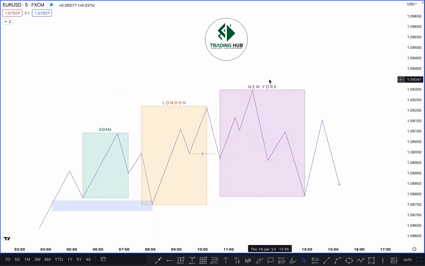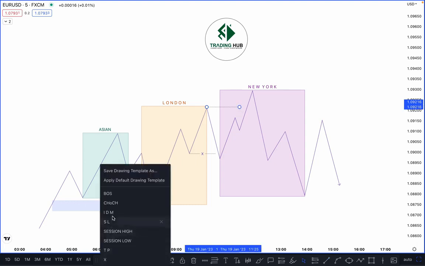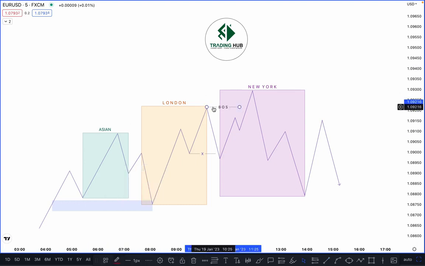And then what happens here? Again, the market breaks this structure here, and this is called our break of structure in terms of the session timing, right? So this is our break of structure, and this is our break of structure. It means the market momentum is bullish. So what happens if the market closes above it? If the market closes above it, we are looking for a buy.